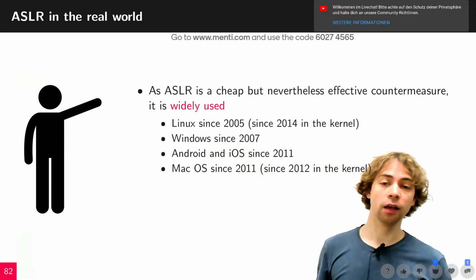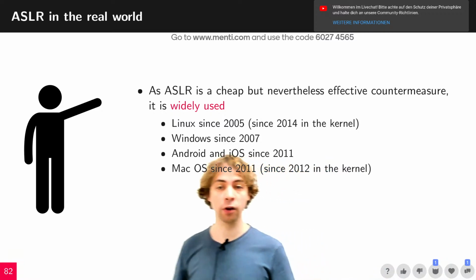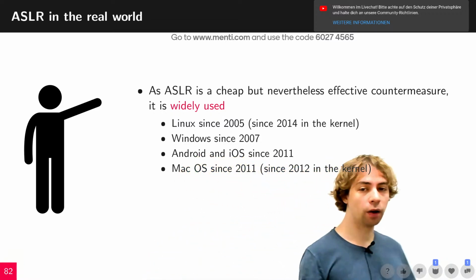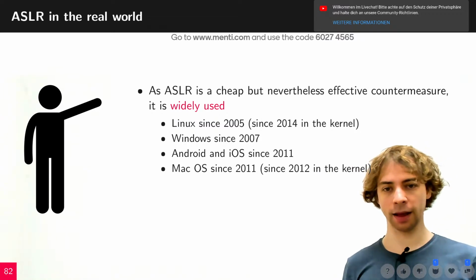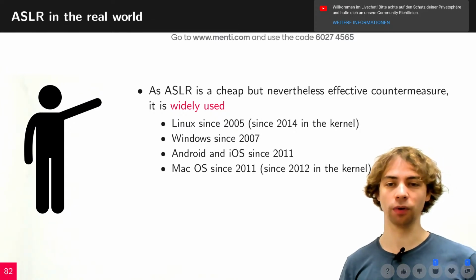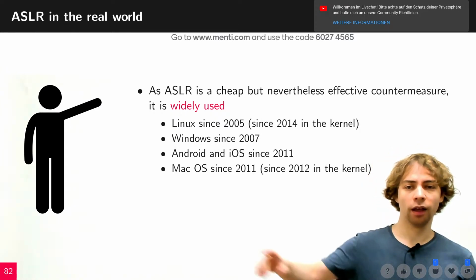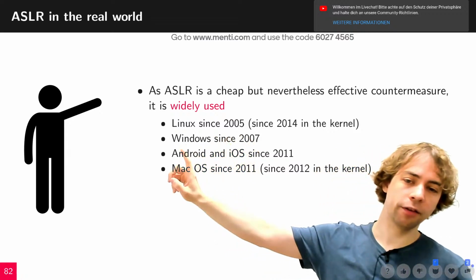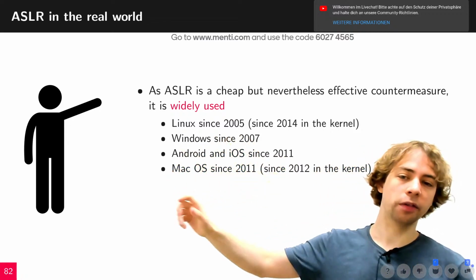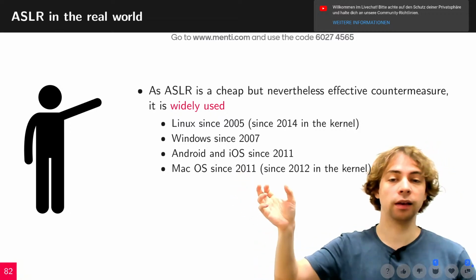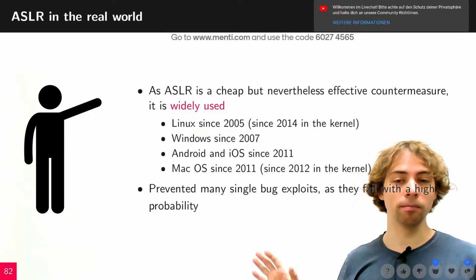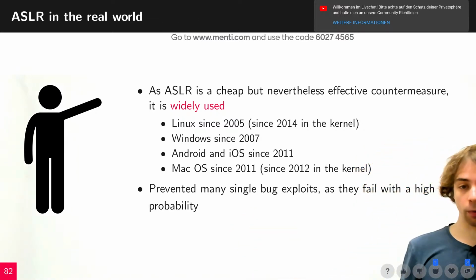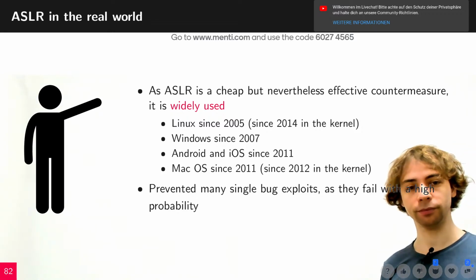Linux uses it since 2005, since 2014 in the kernel, and Linux distributions are also applying it to more and more software as we continue down the years. Windows uses it since 2007, Android and iOS since 2011, macOS since 2011, since 2012 in the kernel. And ASLR prevented many single-bug exploits, as they now fail with a very high probability.